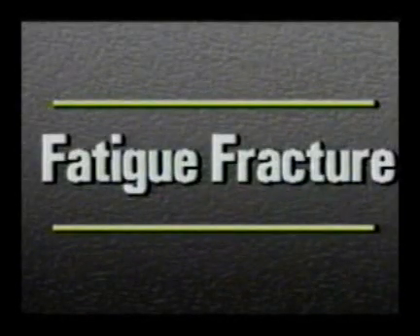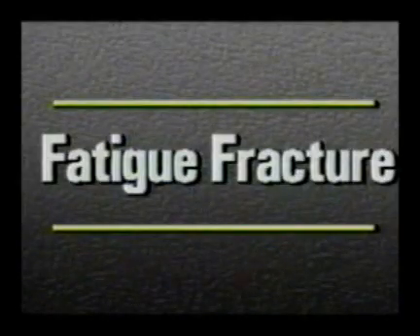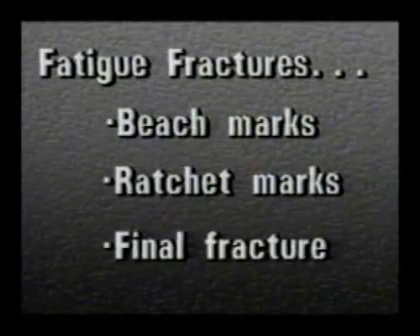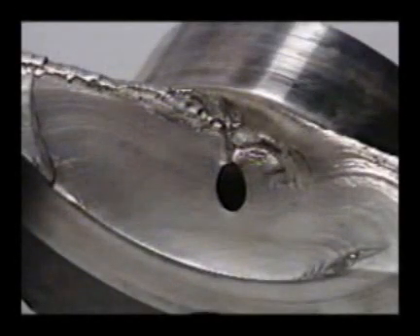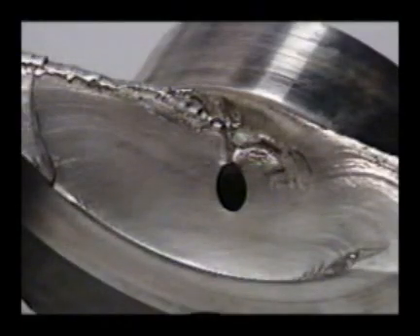Initiation sites of fatigue fractures can be very helpful since they often start at abnormal stress risers, and they are the easiest initiation sites to locate. Beach marks, ratchet marks, and final fracture locations all help us determine where a fatigue crack starts. Beach marks, which are found on many fatigue fractures, are an excellent guide to fracture initiation sites.